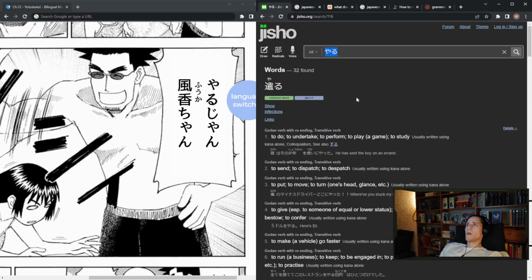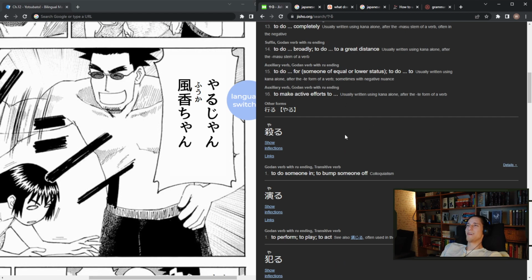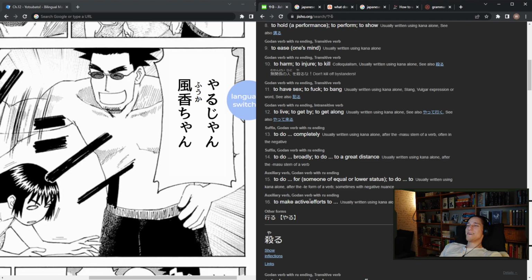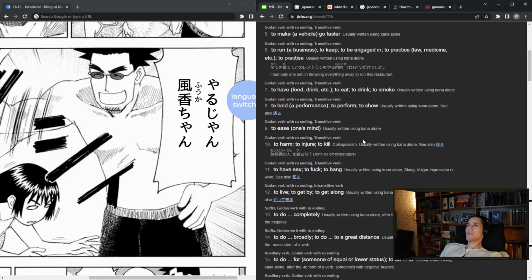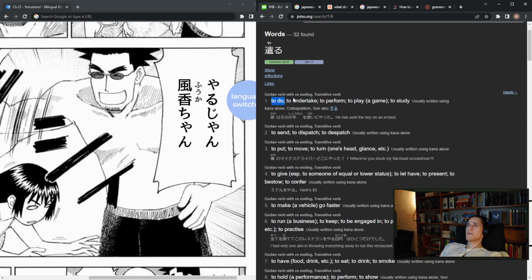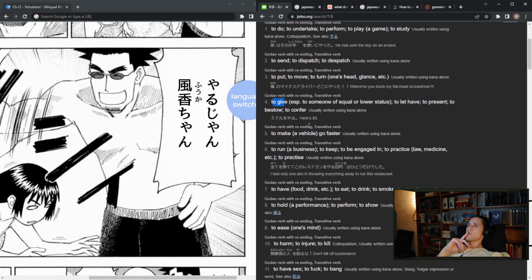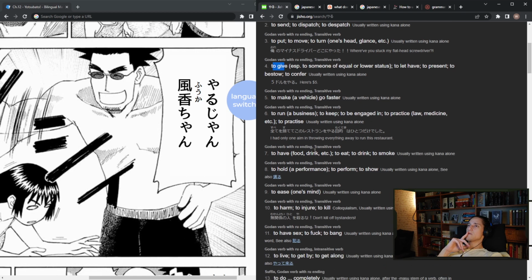Enter. Oh my gosh. I love this. So 16 entries. Great. To do. To undertake. To perform. To play. To send, to dispatch, to put, to move, to turn, to give, to let have, to present, to bestow. Oh, but it's like to give, like to present you with a gift. To make, to run a business, to keep, to be, to practice, to have food, drink. To hold, to perform, to show. Okay, this could be it.